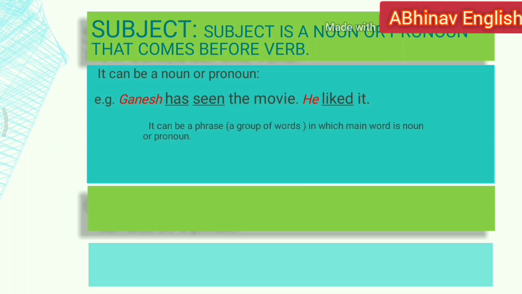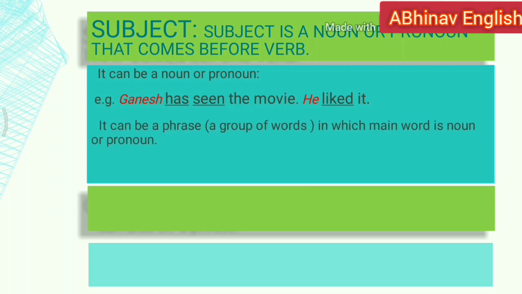It can be a phrase. Phrase means a group of words in which the main word is a noun or pronoun. See the example. The wise man answered the questions. In this sentence, the wise man is a noun phrase and it is the subject of the sentence.